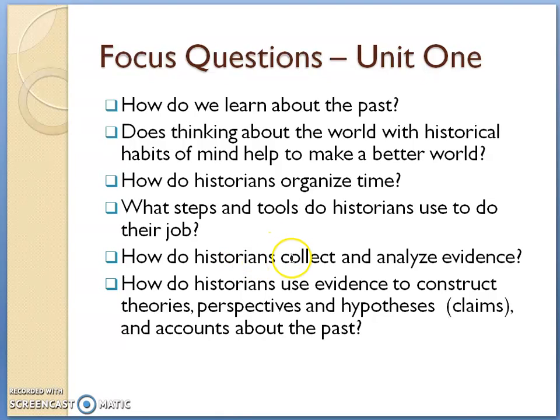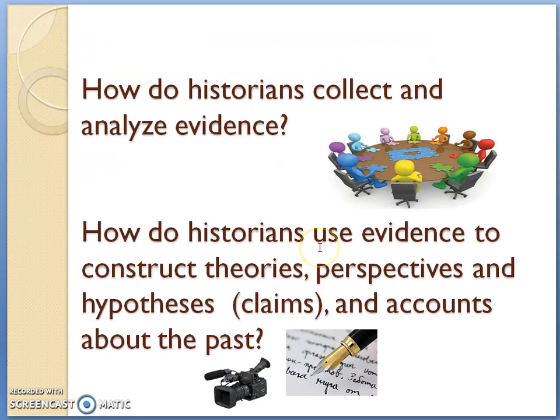Okay, how do historians collect and analyze evidence? And how do historians use evidence to construct theories, perspectives, and hypotheses or claims? I'm going to talk about those two together. How do historians collect and analyze evidence? Well, we talked about that with the last question here. They collect artifacts, and then they use the artifacts to help put the puzzle together, which is what you see all these strangely colored, faceless humans doing right here. They're putting together the story of history using the knowledge that they have.